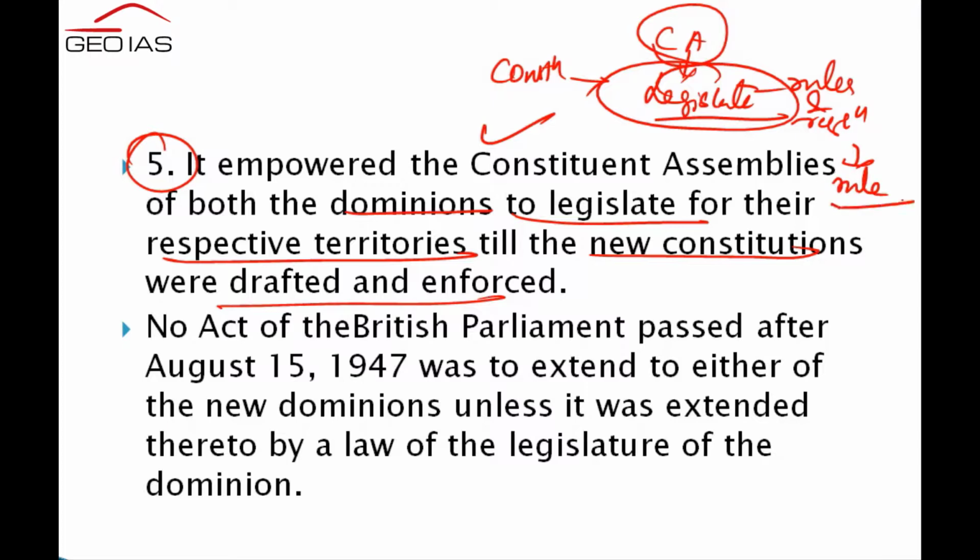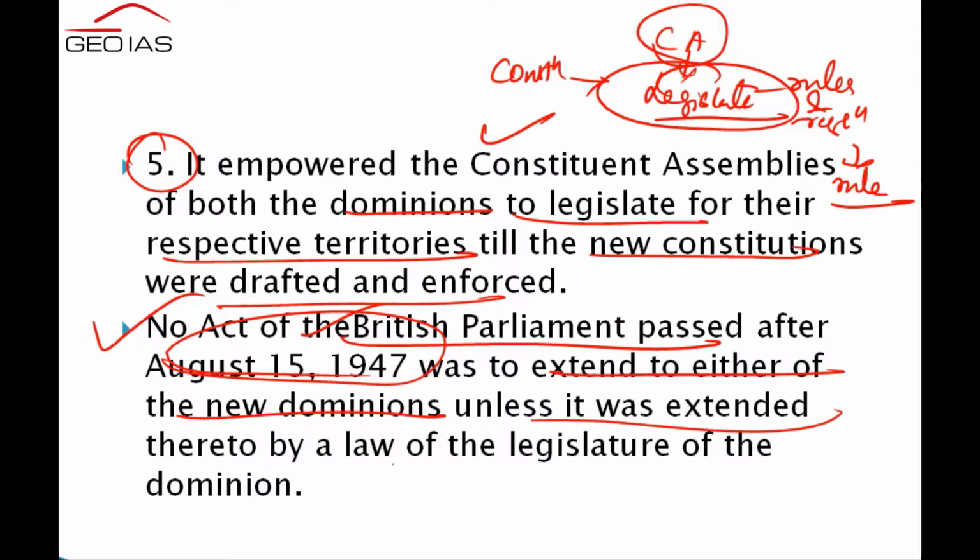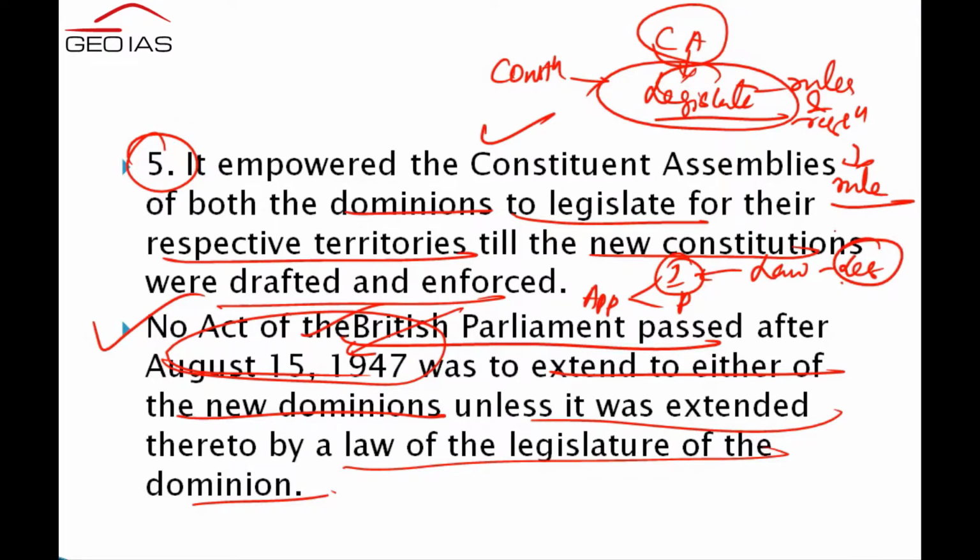And no act of the British Parliament passed after August 15, 1947 was to extend to either of the new dominions unless it was extended there by a law of the legislature of the dominion. So whatever acts were passed by the British Parliament after August 15, 1947 will not be applicable to India and Pakistan. If they wish to apply them, then a law should be passed by their own legislature, and only then will the acts passed by the British Parliament be applicable.